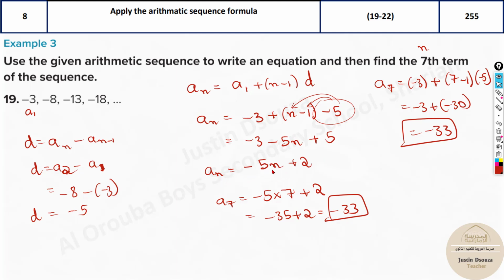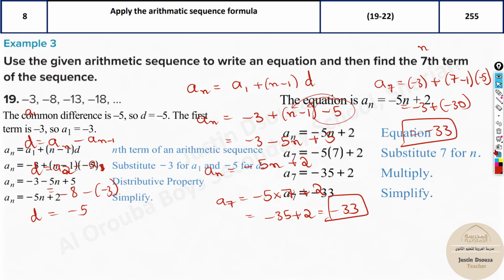An equals minus 5n plus 2. If they ask you, say, 7th term or 10th term, then you have to substitute the n value. Since it is an MCQ, see what is given. Don't do all. If they directly ask you the 10th term or anything, use this formula. See over here. Substitute directly and get the answer. Just substituting and then in the calculator you will get the answer. So the answer is minus 33 here.